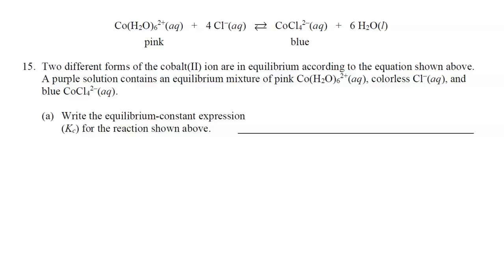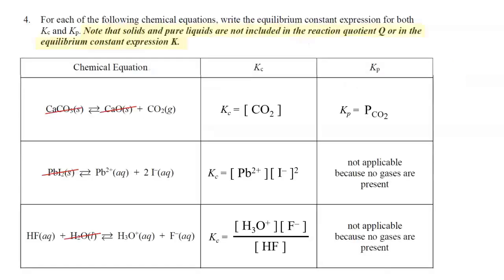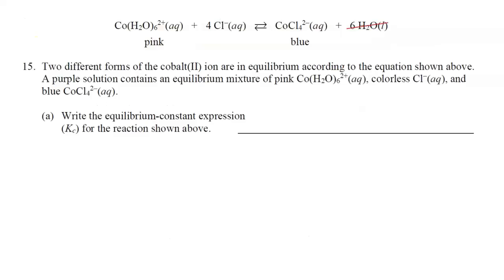So with Kc, that's concentration. We're going to use brackets. But remember that one of the chemicals in this equation is a liquid, and that's water. So solids and pure liquids are not included in the equilibrium constant expression. So we are not going to include the liquid H2O that you see on the right side of the equation. So we're still going to do products over reactants.